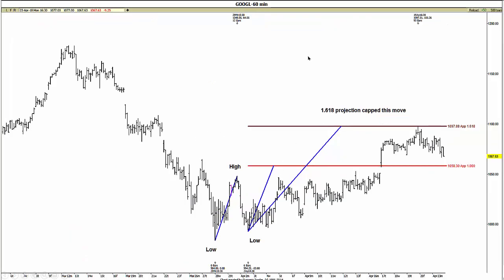Okay, this next example is a 60-minute chart in Google. Now, in this case, I ran both the 100% projection and then also the 1.618 because we went beyond the 100%. You didn't really stall or stop here. So the next decision came in at the 1.618 projection of this first swing up, which gave us the 1097.88 area. The actual high was made at 1097.51. Okay, definitely close enough. So you want to watch these areas for key support and resistance decisions.